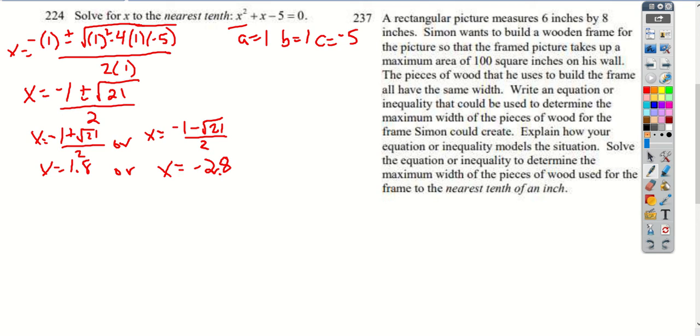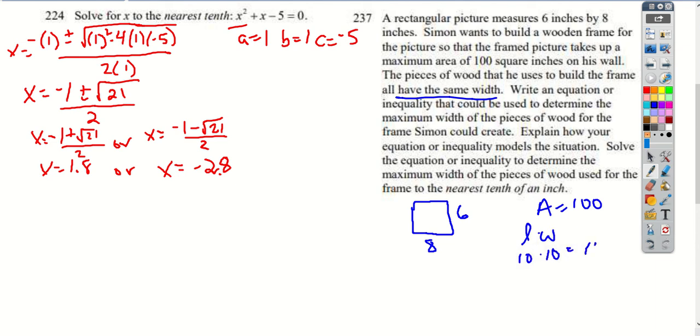So if we have a rectangular picture frame that measures 6 by 8, okay? So we'll say 6 this way and 8 this way. So it's a little bit longer. All right. A maximum of 100 square inches on the wall. So we know it's got to be length times width, right? And it's got to equal 100. And the pieces of wood to build the frame all have the same width. So it's going to end up being a square. All right. So in order to have an area of 100, it's got to be 10 times 10. Okay. So I know I want to increase the size to 10 times 10. So determine the maximum width of the pieces of wood for the frame Simon could create.